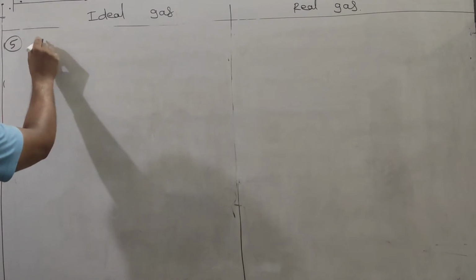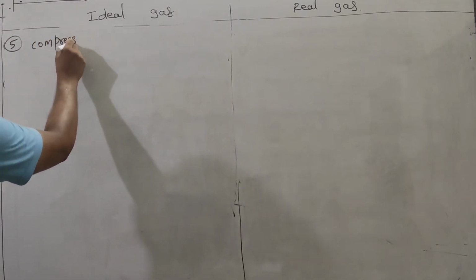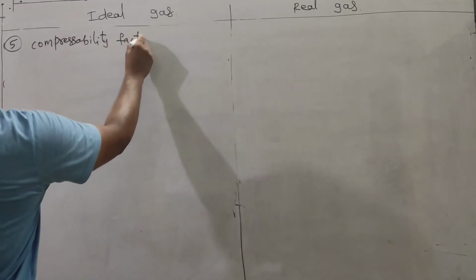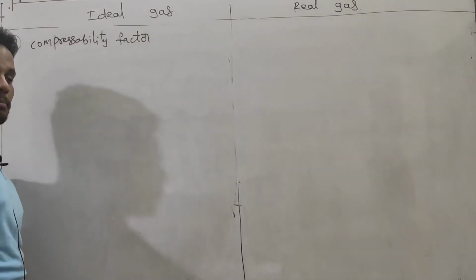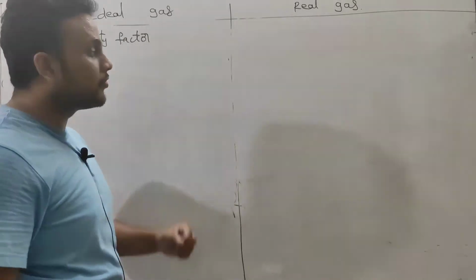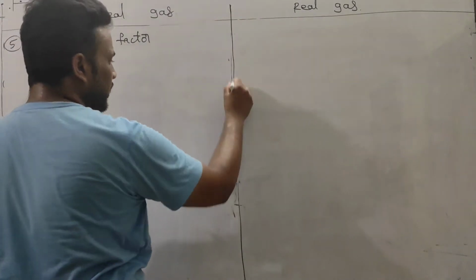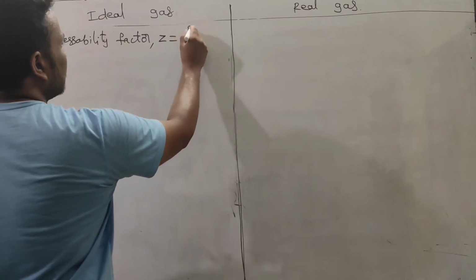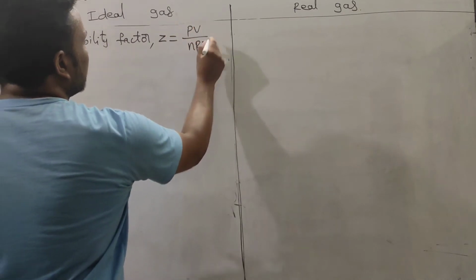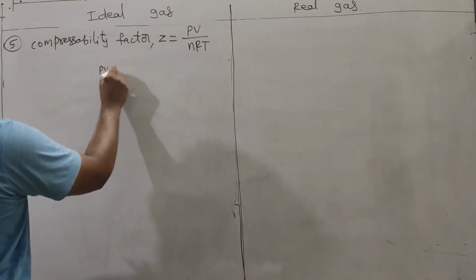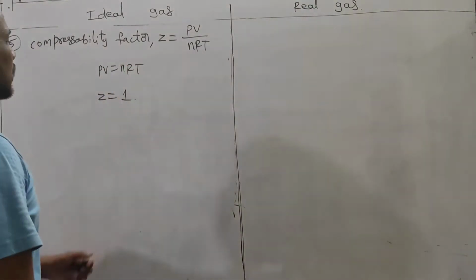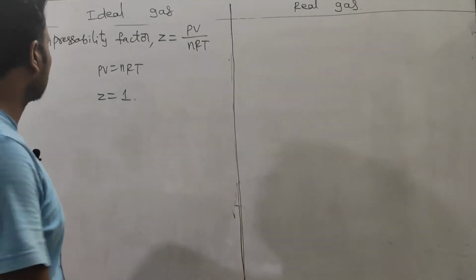When we talk about compressibility factor, what is compressibility factor? Compressibility factor is the measure of deviation of real gases from ideal gas behavior. Compressibility factor is Z, that is PV upon nRT. We know in ideal gases PV is equal to nRT, so Z should be 1. For all ideal gases, compressibility factor must be 1.